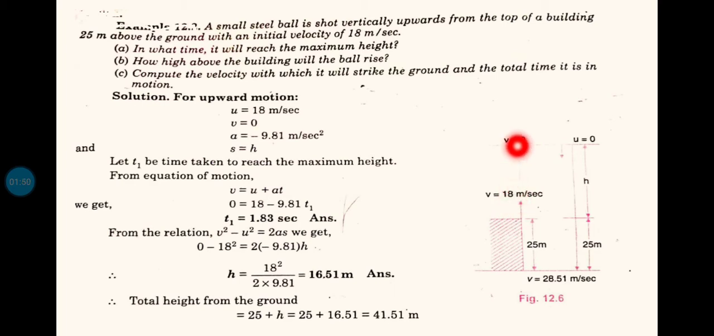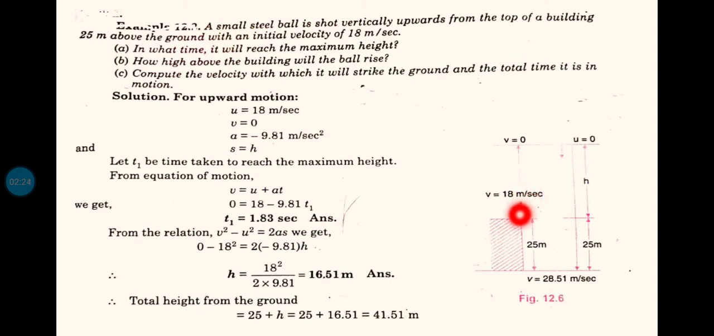Once it reaches the maximum point, from there it will move back, freely falling downward. While it is moving freely downward, the initial velocity u will be 0. Then as the acceleration acts, the velocity goes on increasing. Once it reaches the ground level, it will have some velocity v2. So we want to find out that velocity, and the total time also. Compute the velocity with which it will strike the ground and the total time it is in motion.